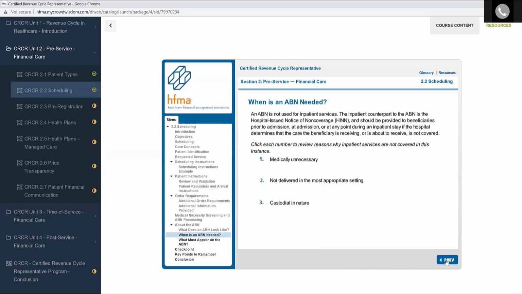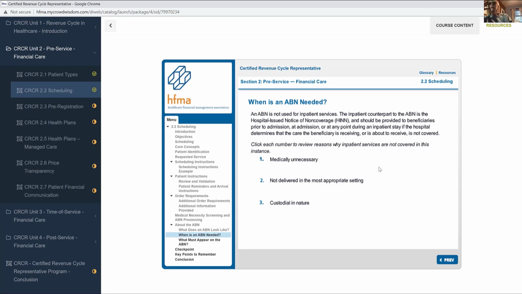Okay, so the inpatient counterpart is known as the HINN and should be provided to beneficiaries prior to admission, at admission, or at any point during the inpatient stay if the hospital determines that the care the beneficiary is receiving or is about to receive is not covered. So if we click each number, it'll give you the reasons they may not be covered. So it could be considered medically unnecessary, not delivered in the most appropriate setting, or custodial in nature.